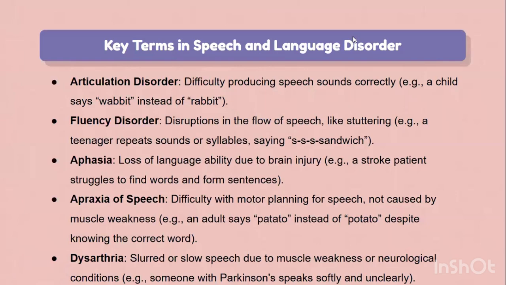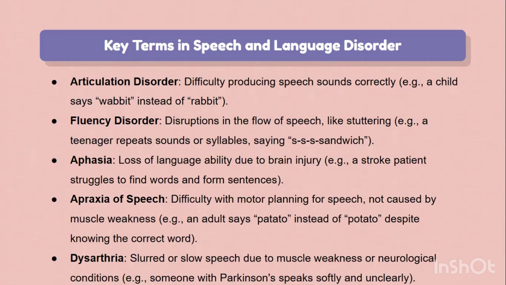All right, to continue from where I left off, some key terms in speech and language disorder. Articulation disorder: difficulty producing speech sounds correctly. For example, a child saying wabbit instead of rabbit, as was mentioned before. As you can see, these terms were already mentioned because they're common terms. That's why they're key terms. Second, fluency disorder: disruption in the flow of speech, like stuttering.